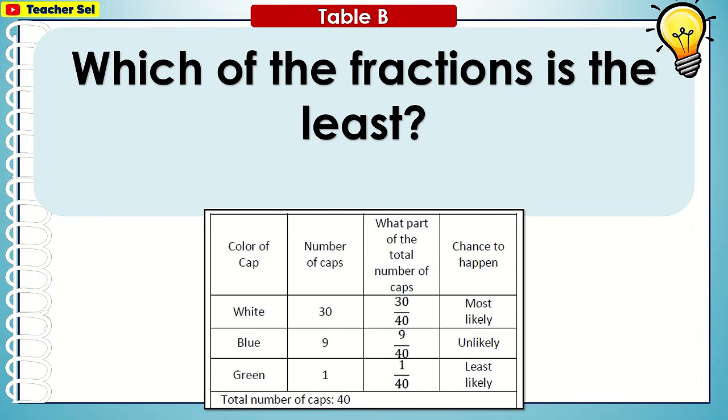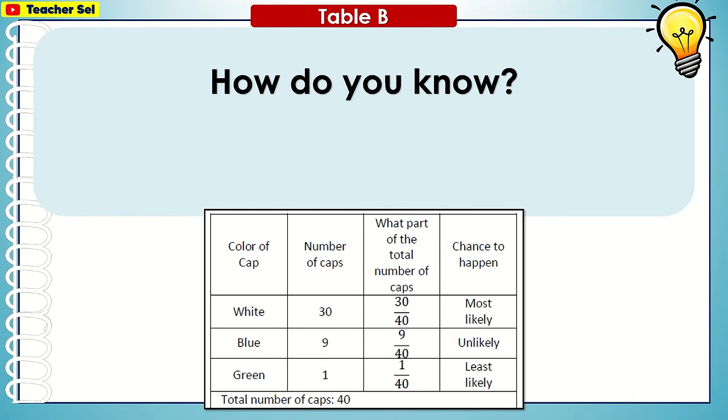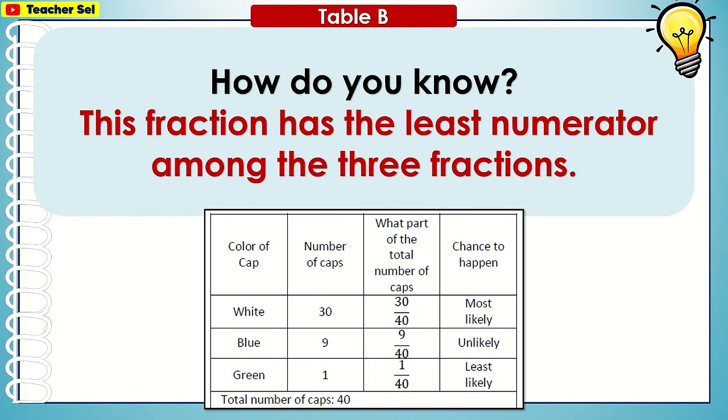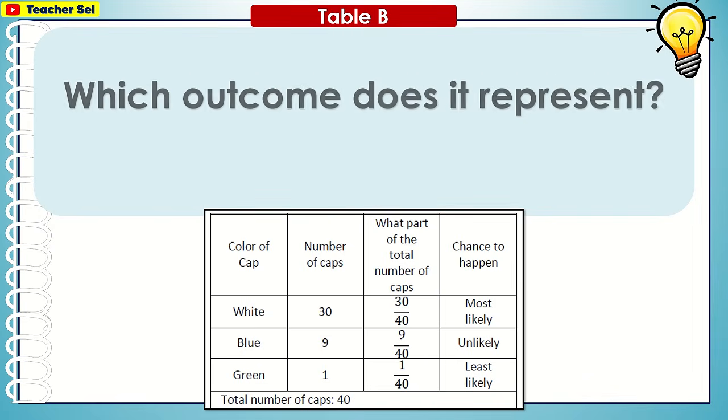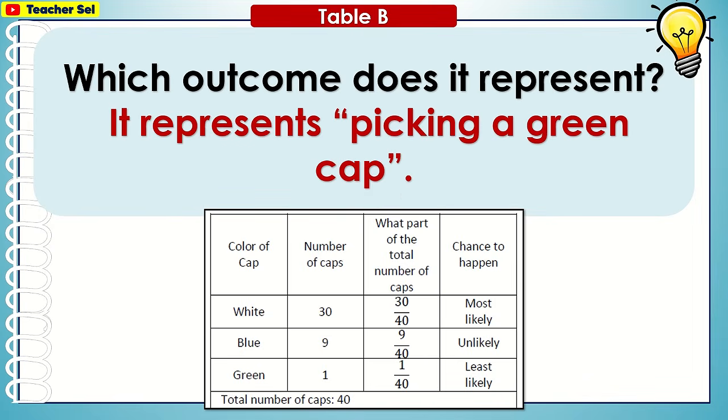Which of the fractions is the least? It is 1/40th. How do you know? This fraction has the least numerator among the three fractions. Which outcome does it represent? It represents picking a green cap.